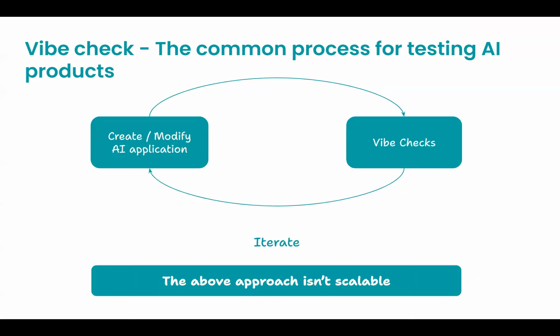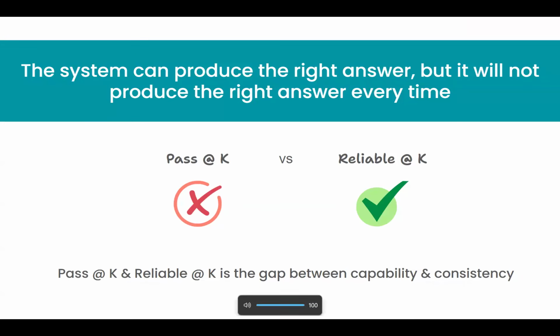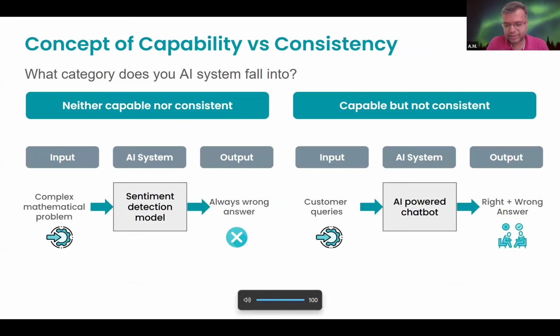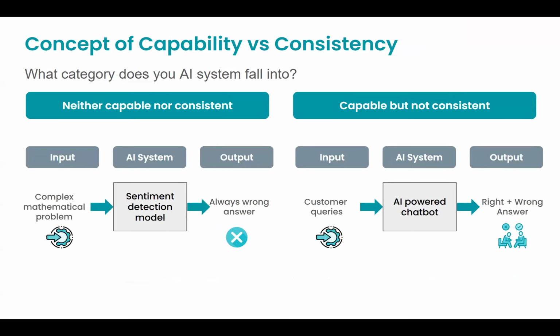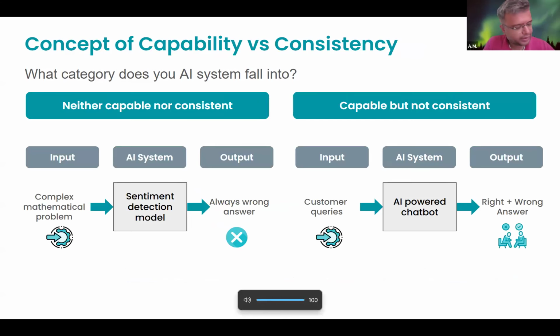Hi, sir. Good morning. I have a small question. If you can go back to the previous slide, I had a question on that. Sure. So in the first example, the sentiment detection model, let's say instead of passing a complex mathematical problem, we are just passing a text and asking the system to find out the sentiment of the text. Can we call that capable and consistent then?